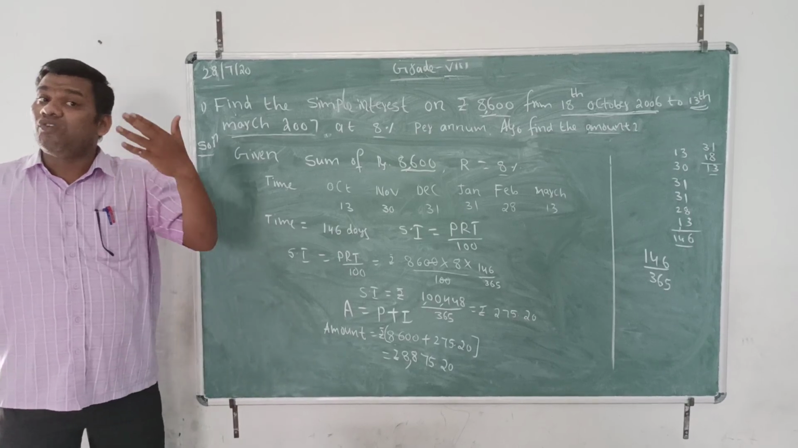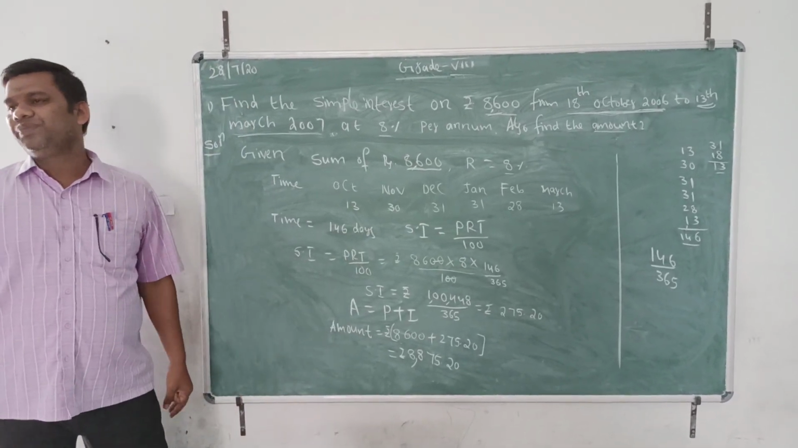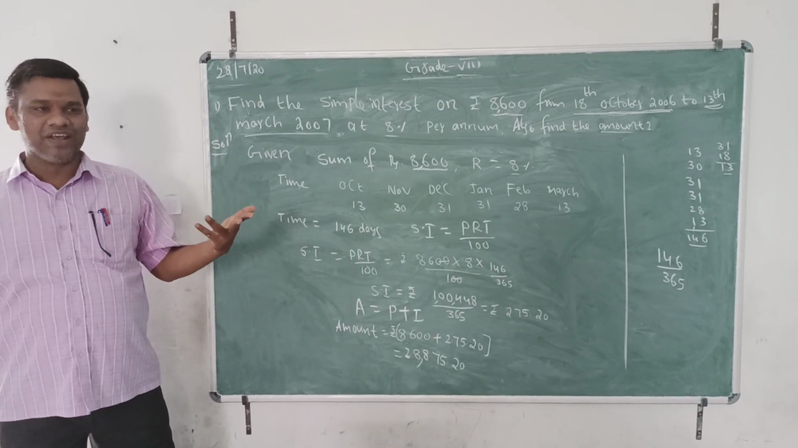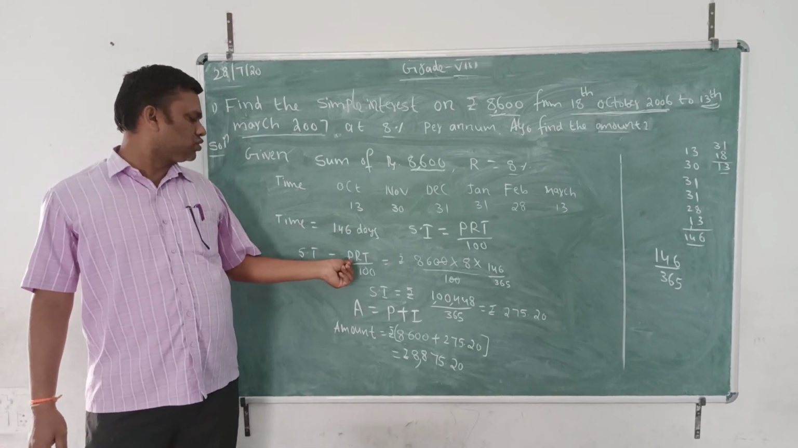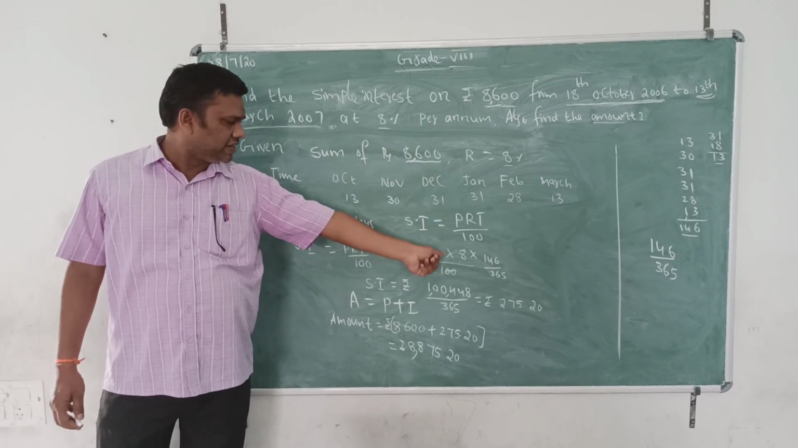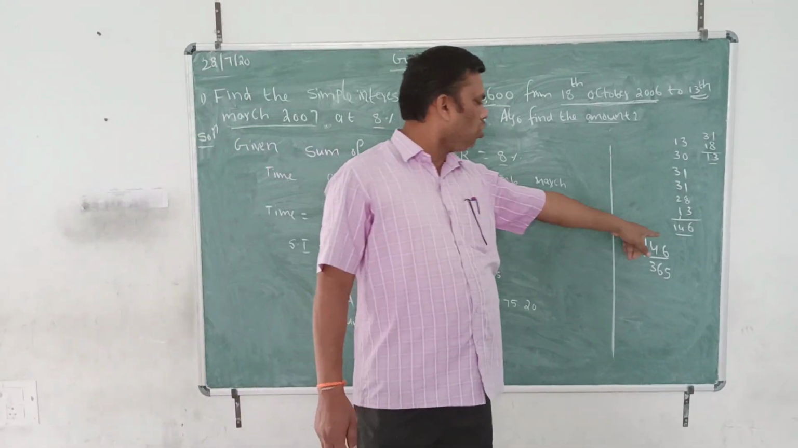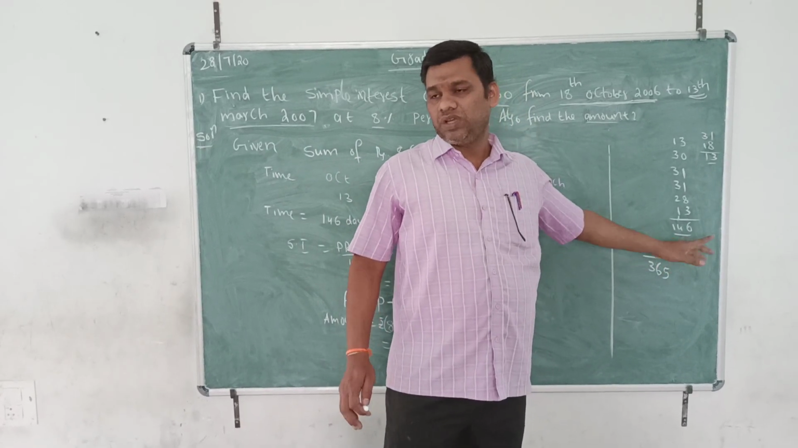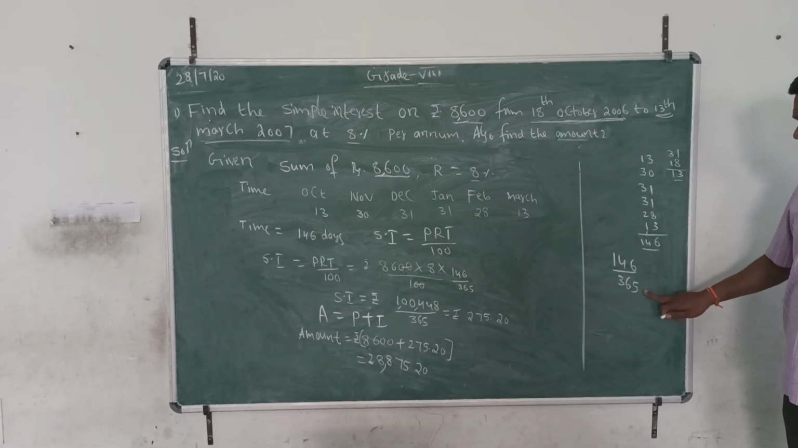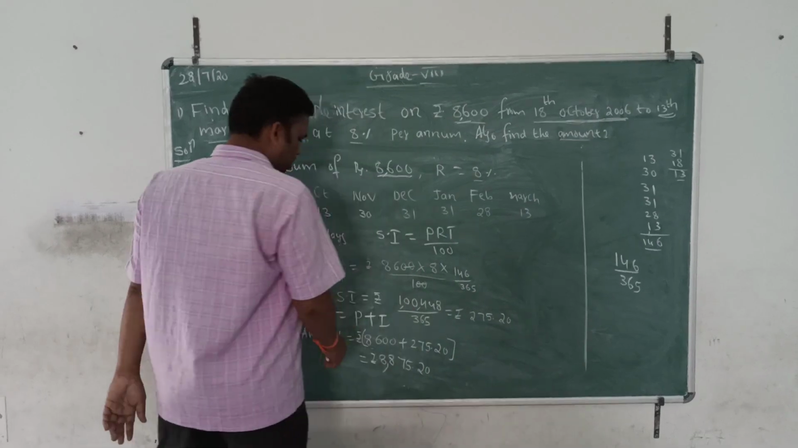See, simple interest formula SI is equal to PRT upon 100. Time we have to convert into days, na? P means 8,600 into R is 8. Time, see, total how many days? 146 days. 1 year contains 365 days, means 146 upon 365. So this we wrote here.